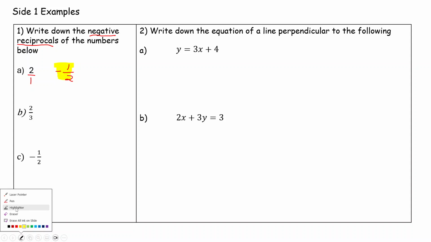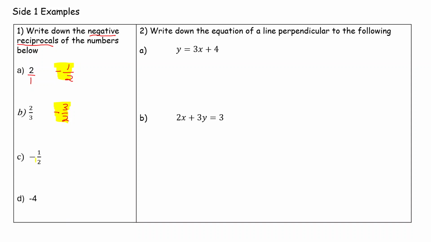Done. The second one, to take the negative reciprocal of 2/3, again, you flip it over. So I put the 3 on the top and the 2 on the bottom. And negative, I've got to make it negative. So minus 3 over 2. And that is my answer with that one there.